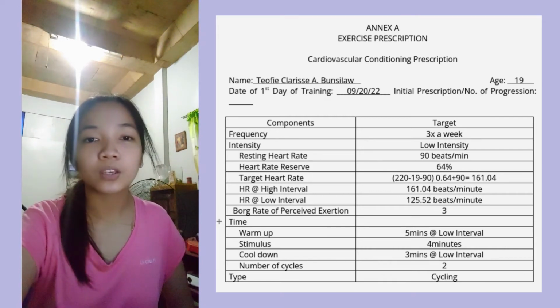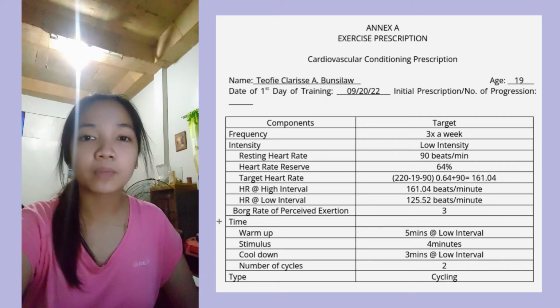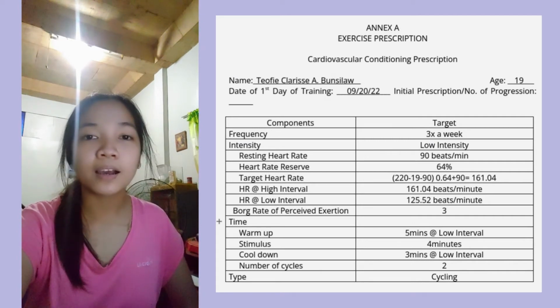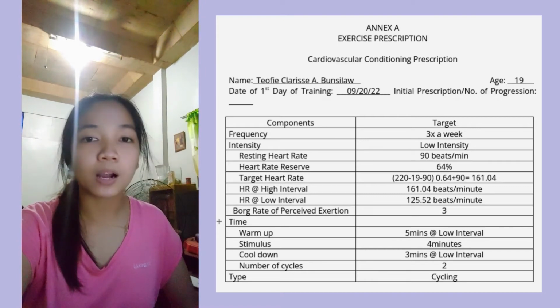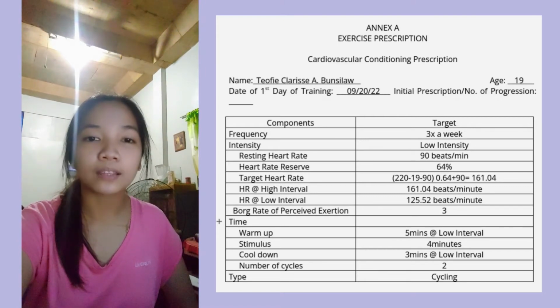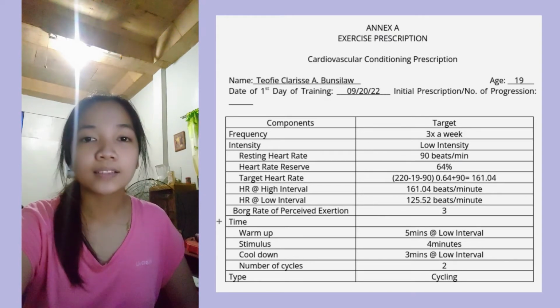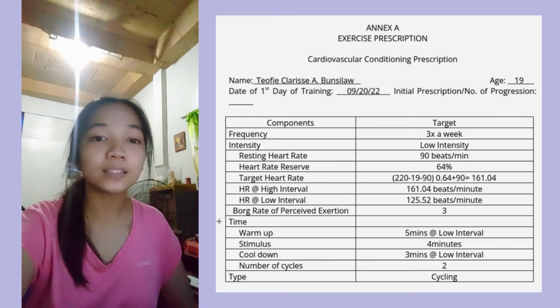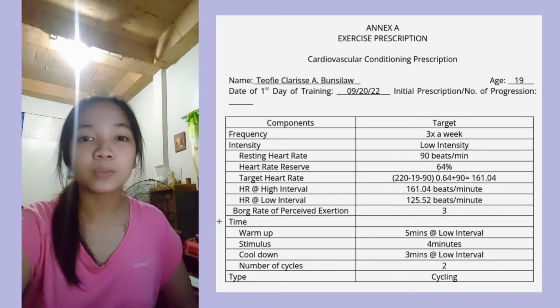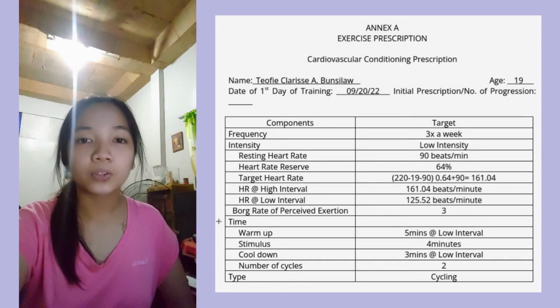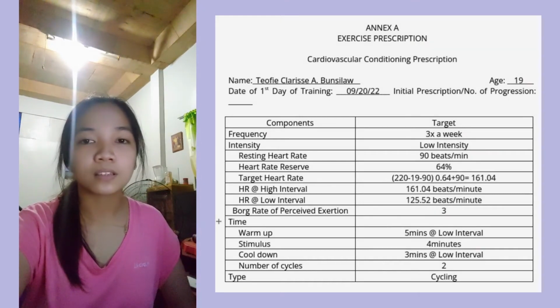the activity, which refers to the length of time the activity is performed. Time has 3 subcomponents: the warm-up, stimulus, and cool-down. I decided to have 5 minutes of warm-up at a low interval since it is enough to increase my body's temperature. For the stimulus, I just added the total duration of all cycles excluding the warm-up and cool-down. My total duration is 45 minutes. It is 40 minutes of cycling and 5 minutes rest.